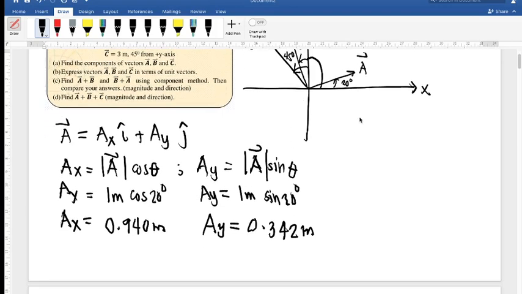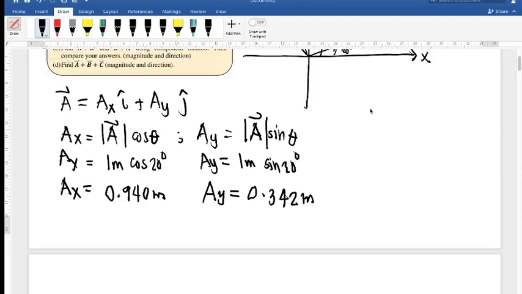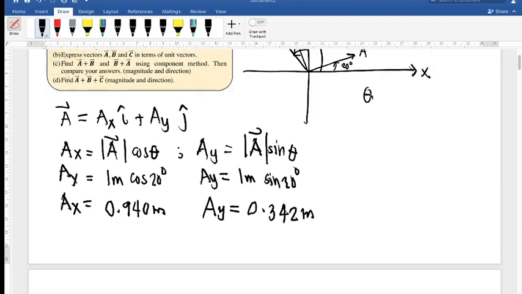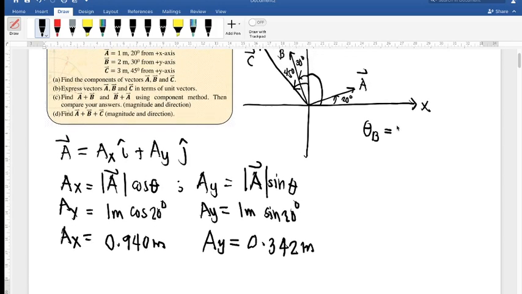So therefore, our new theta for B is equal to 30 degrees plus 90 degrees. So that is equal to 120 degrees. So can I put this A to specify that this is the angle of A?